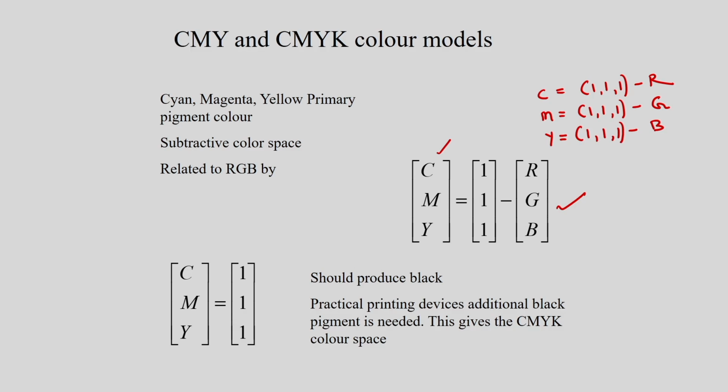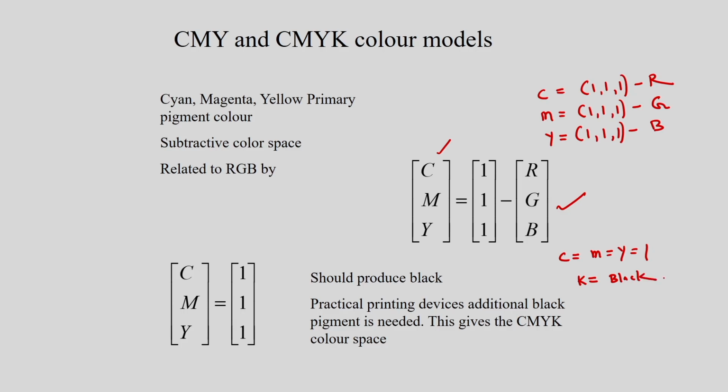Now, suppose C is equal to M is equal to Y is equal to 1, then it should produce the black color. But practically the black color is not obtained if I mix them in equal proportion, C equal to M equal to Y equal to 1. The perfect black color is not possible, I am not getting it. So, that is why I consider an extra pigment, and that is the K. The K pigment is the black pigment.